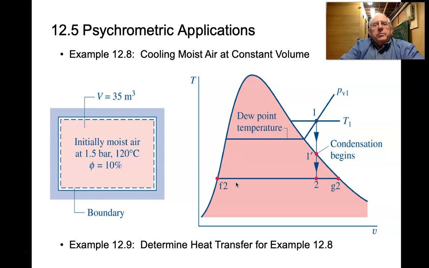In this particular problem, just a little bit different problem, what we have is initially we have a constant volume, and it's fixed. We initially have moist air at a given pressure and temperature with a very low relative humidity. And so at that particular temperature, which I'll call T1, we recognize that the initial state is going to be at this point here on the partial pressure line associated with a 10% relative humidity.